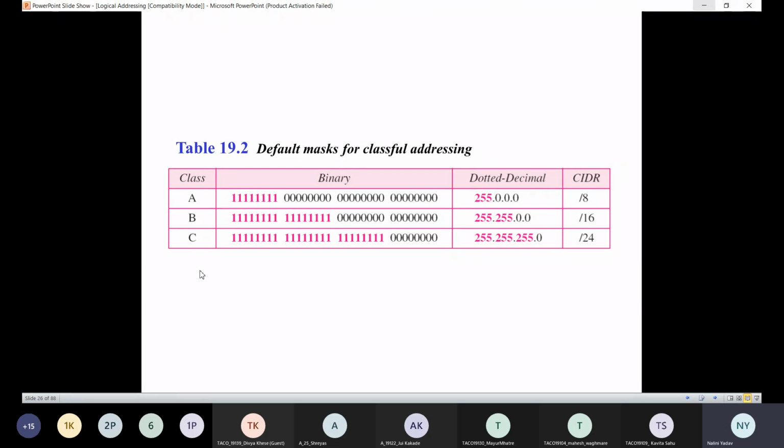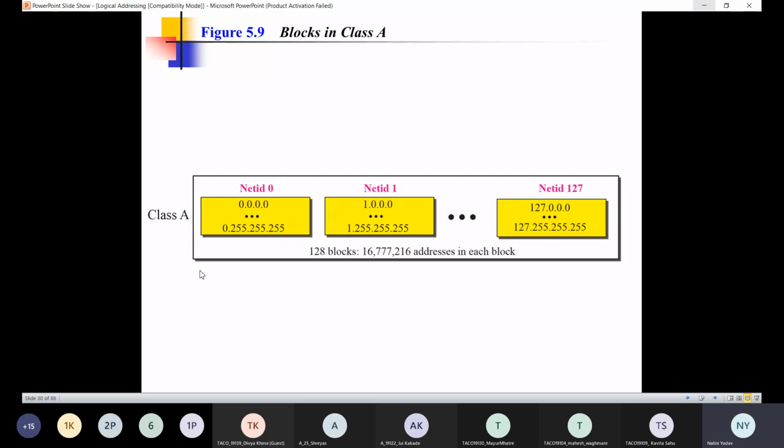So let's go back and look at this. This was the default mask of classful addressing. In the default mask, the network part we set to all 1s and the host part we set to all 0s. Understood all of you? So the network mask for class A is 255.0.0.0. For class B, the network mask is 255.255.0.0. For class C, the network mask is 255.255.255.0. Correct? So these are the default masks for classful addressing. Now whatever I said, let's look at it pictorially.